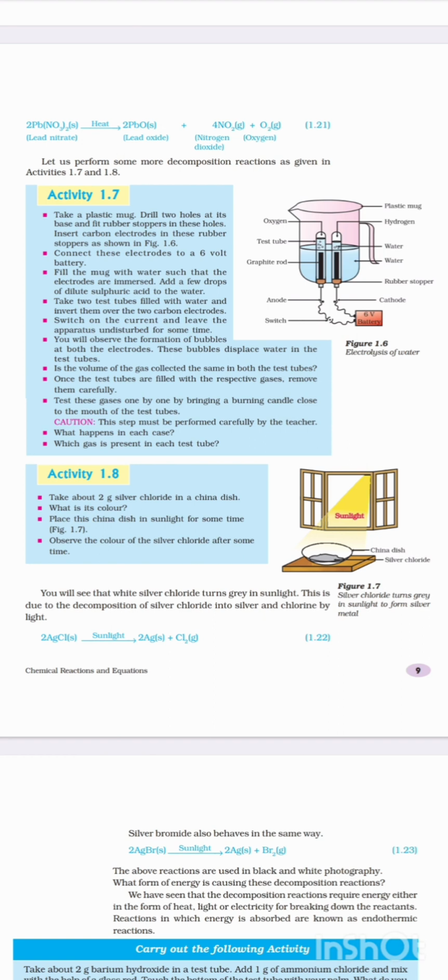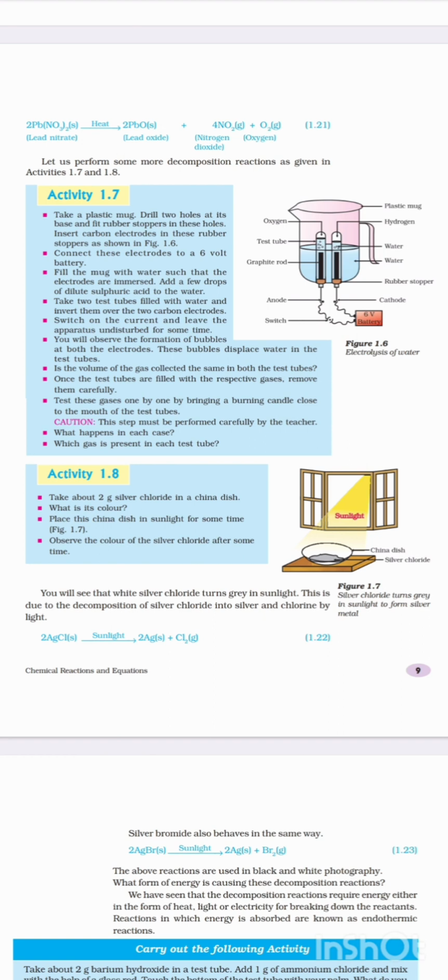So till now we have studied two types of reactions. First is combination reaction and the second one is decomposition reaction. So what is a combination reaction? Again, let's revise. Combination reactions are those types of reactions in which two or more reactants combine to form a single product, whereas a decomposition reaction is just the opposite or inverse of a combination reaction. Here a single reactant decomposes to form two or more products.